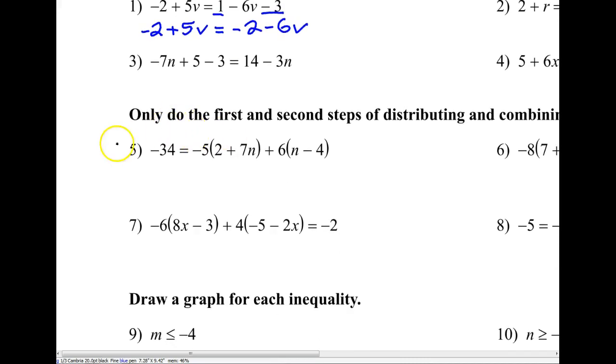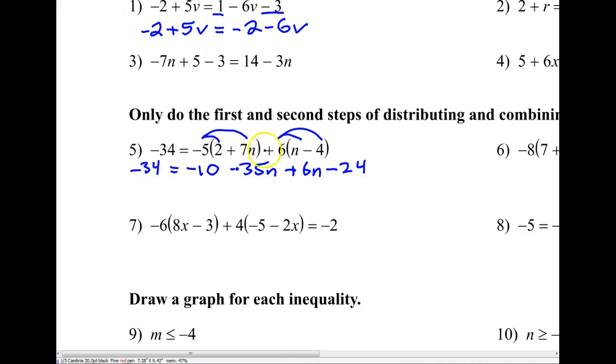Same thing on number 2, number 5, second part: do the distributing and combine like terms. Just double check your multiplication, make sure everything's done properly, and then combine the like terms. And minus 35 in. Also watch out for when you have to distribute a negative, that those two negatives make a positive. On this one, the left-hand side just stays the same.